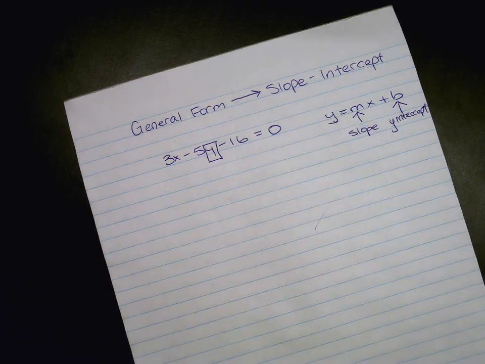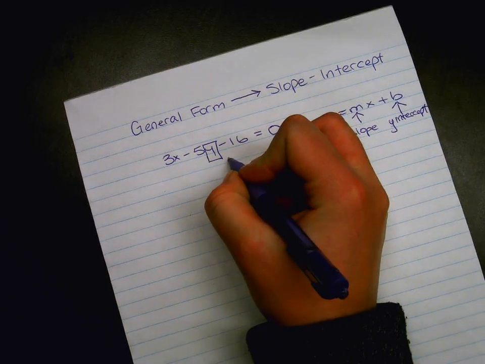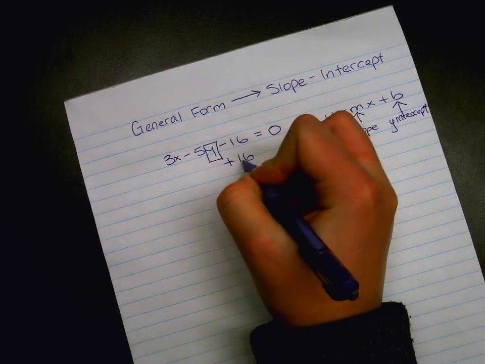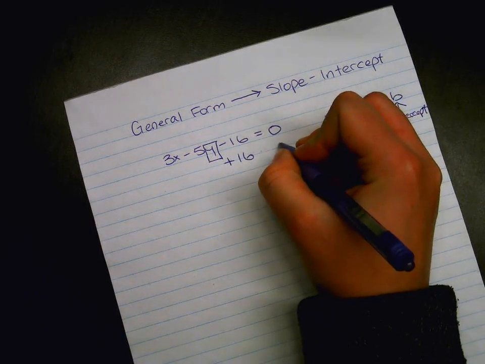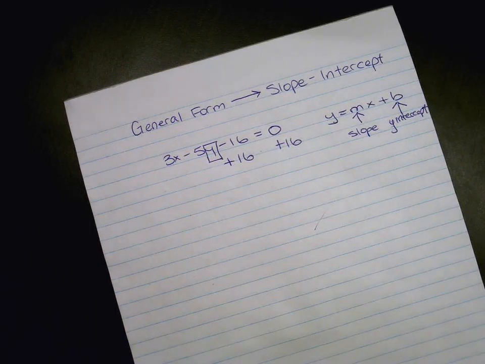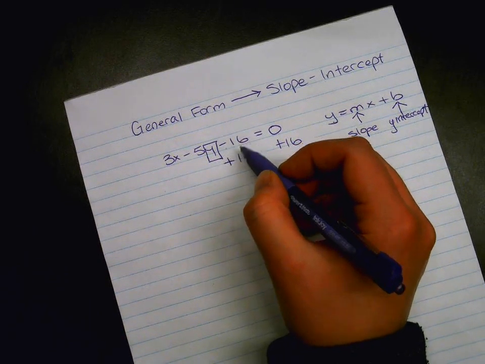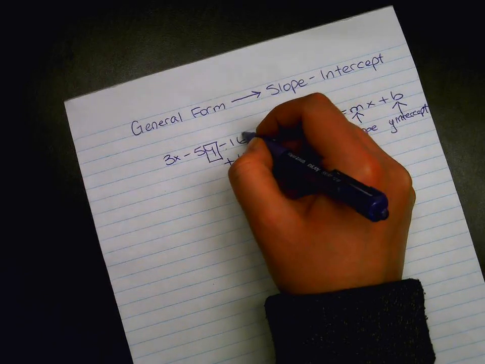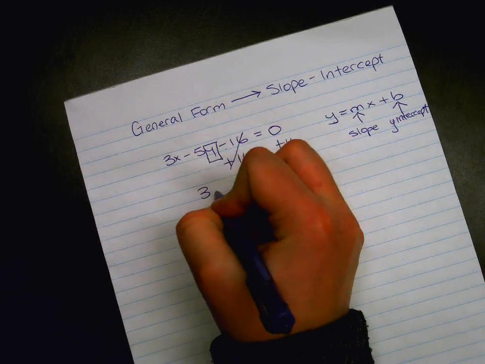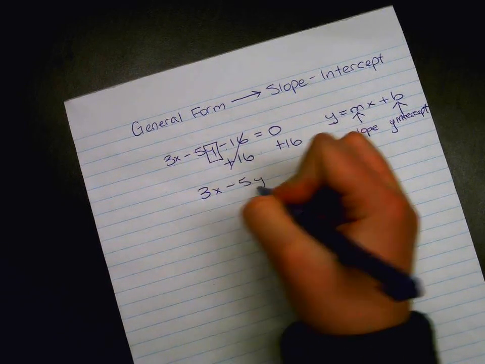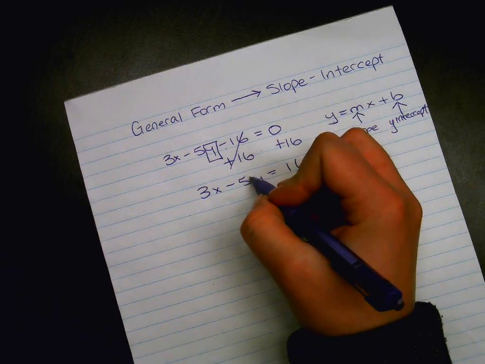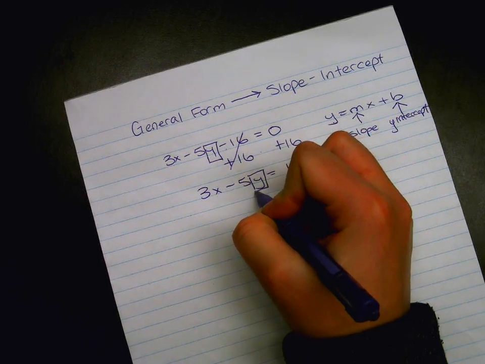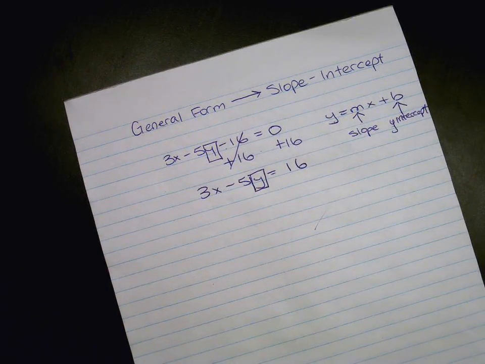First, we're going to move our negative 16, and to do that, we have to do the opposite, which would be adding 16. If we add 16 to the left side of an equation, we must add 16 to the right side of the equation. Negative 16 plus 16 is 0, so that cancels out, and I'm left with 3x minus 5y equals positive 16. We are still trying to isolate the y and get everything else to the opposite side of the equals sign.